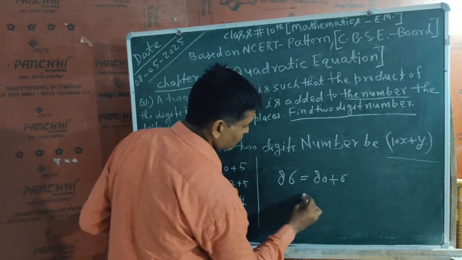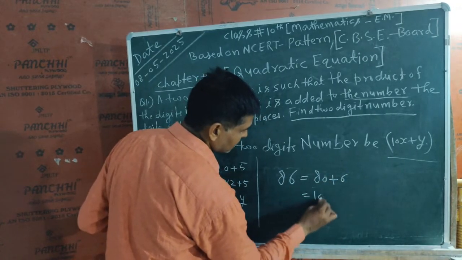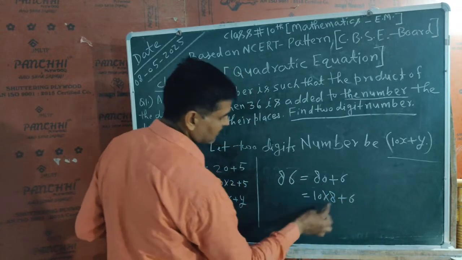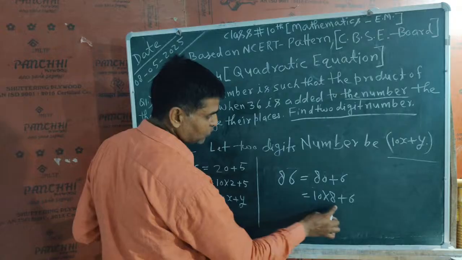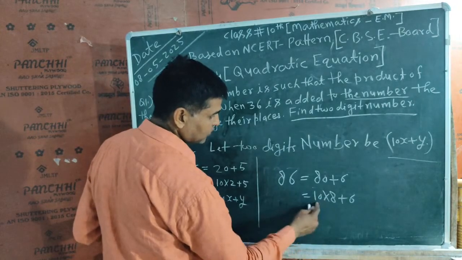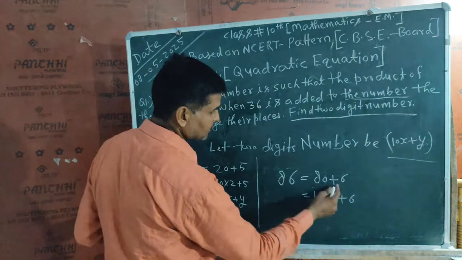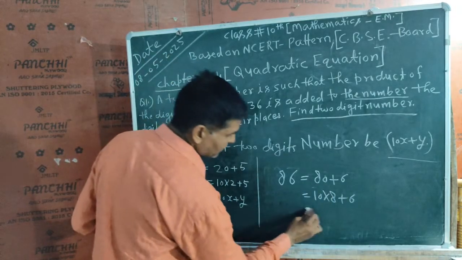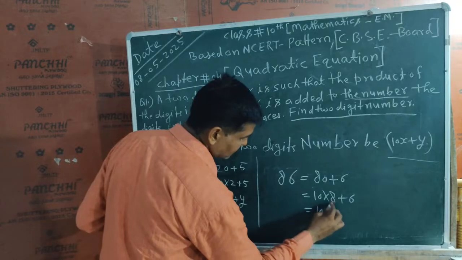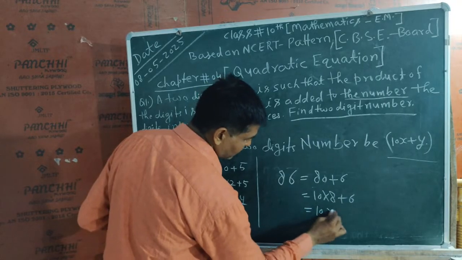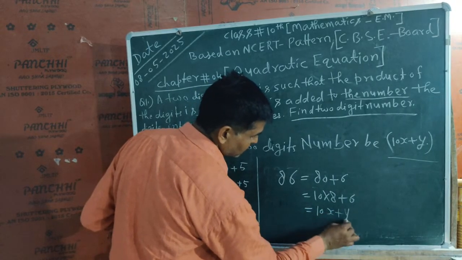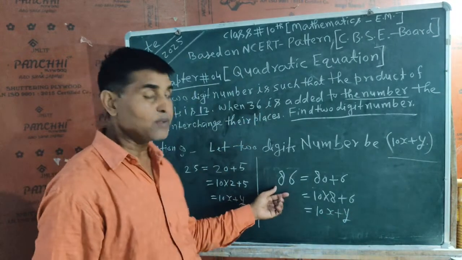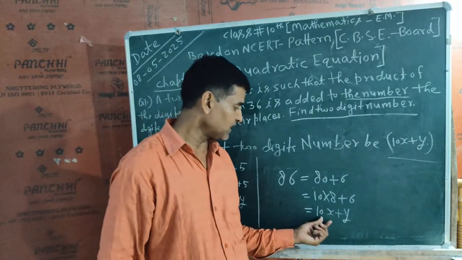Now further I am going to write 10 into 8 plus 6, because 80 can be written as 10 into 8. So 10 into 8 will be 80, plus 6. When I add 80 plus 6, it will be 86. Now here I am going to write x in the place of 8, and in the place of y I have to write 6. So any two-digit number can be written as 10x plus y.